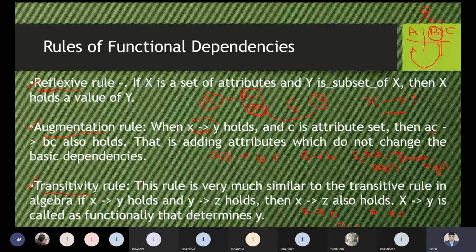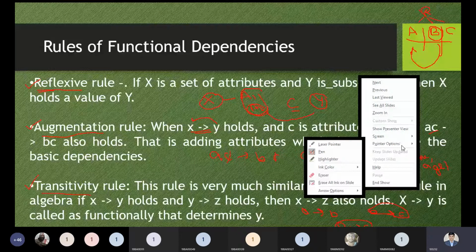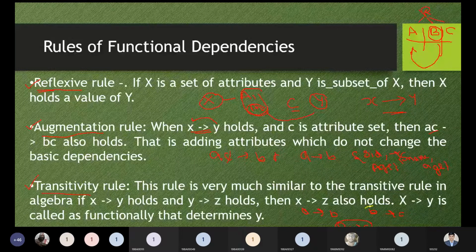This is the point you need to keep in mind, and nothing else. So the transitive rule is saying to us that if A determines B and B determines C, then we can say A determines C as well. So this is the transitive rule.